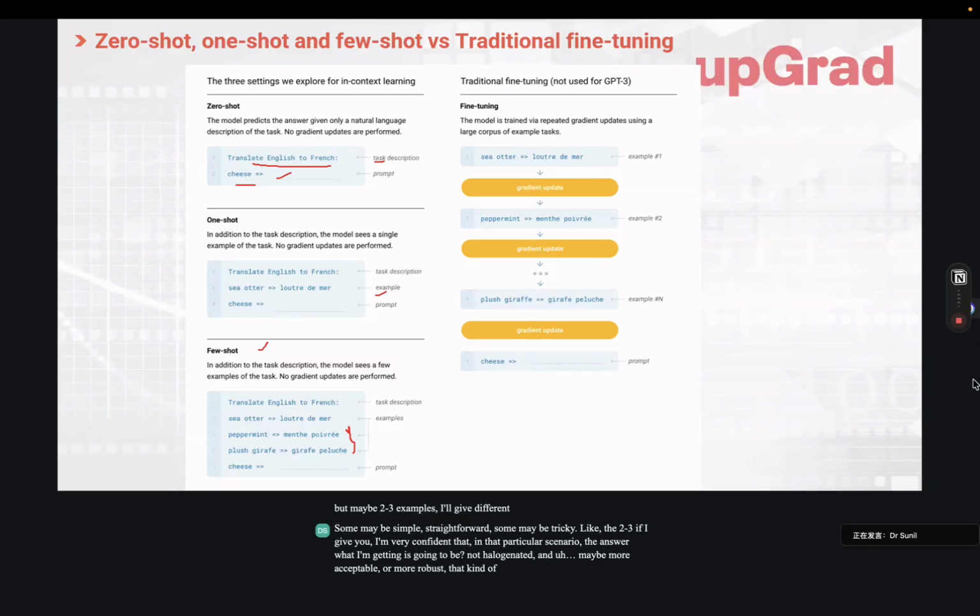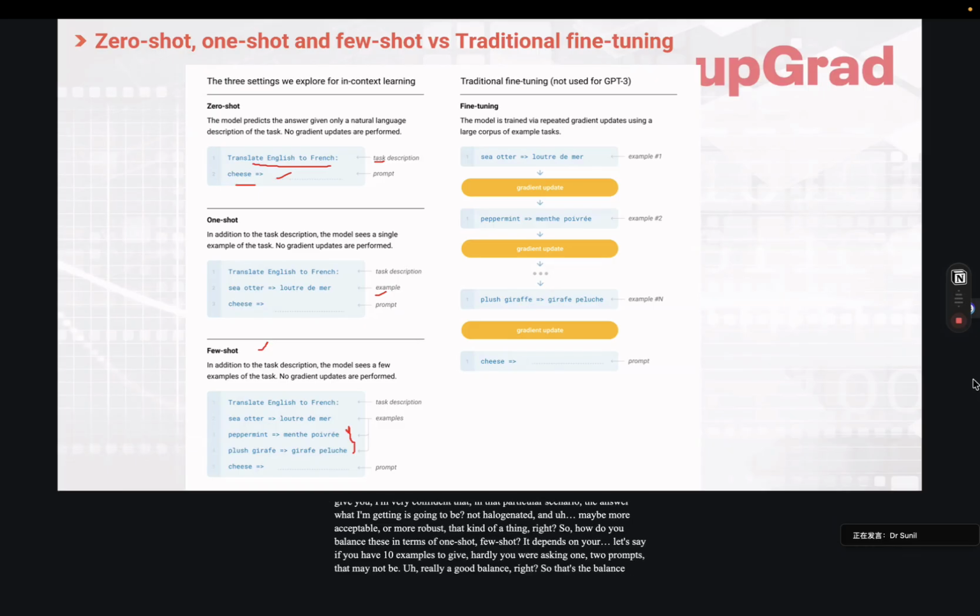That's the kind of thing, right? So how do you balance these in terms of one shot, few shot? It depends. Let's say if you have 10 examples to go, hardly asking one, two prompts may not really be a good balance, right? So that's the balance we need to strike.